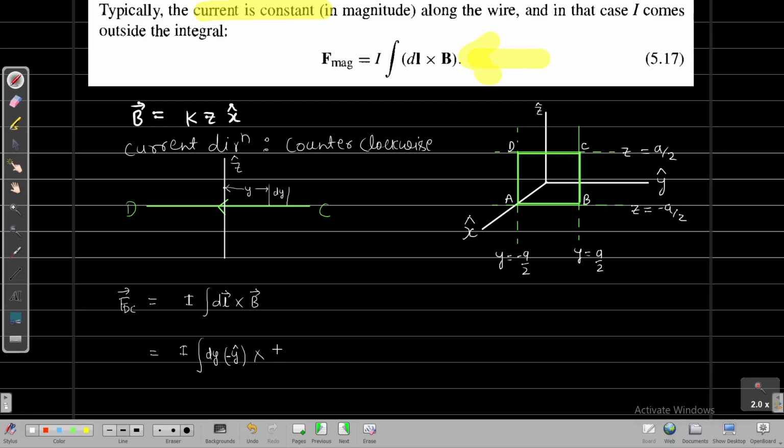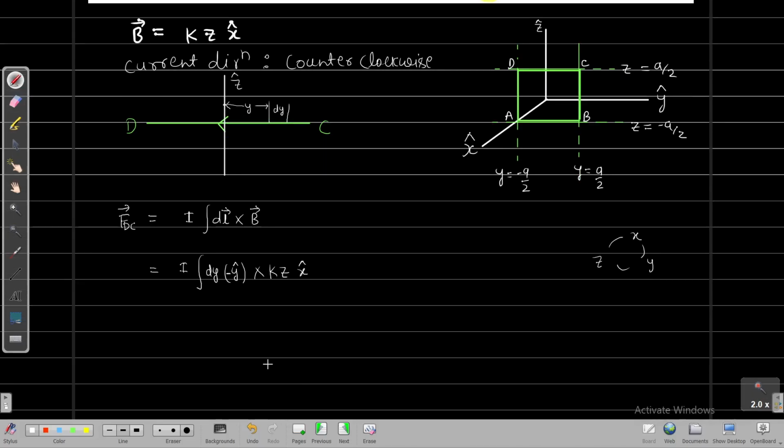Cross B vector. What is the B vector? It is kz x cap. Now x, y and z: y cross x will be minus z, and minus is already there, so minus minus will be plus. So I dy, and let me write k, and here z will be ay/2. So k a over 2 dy, and the direction is, as y cross x is minus z, and minus is already there, so it will be z cap.